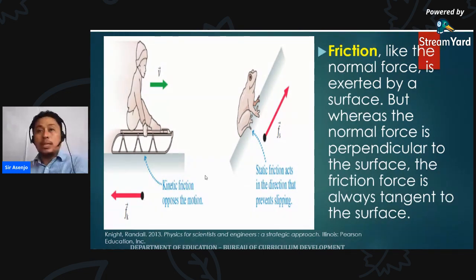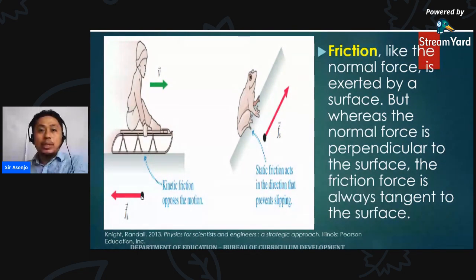Let's have an example. Let's have the diagram. You have there kinetic friction opposes the motion. You have there a boy riding. This is a sled. So the velocity is going to the right. That's the movement. But the kinetic friction, what is the direction? It should be in the opposite direction. Okay, so in our diagram, you have there the object of interest, which is the boy riding a sled.